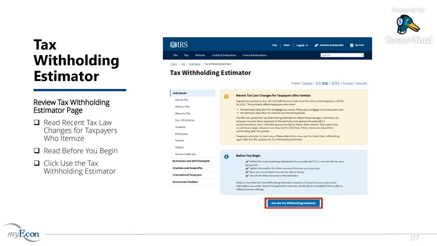All right, so once you get to the tax withholding estimator, it's going to walk you through the different steps that you need. Okay, so you're going to read recent tax law changes for taxpayers who itemize. Read before you begin. Click use the tax withholding estimator. So you look at those things to make sure that there's nothing changed for your itemizations. And also make sure you read the rest of it before you begin, and then click use tax withholding estimator. Okay, and we'll be backing this up. If you have questions going forward, you'll have the group, and we'll be here to answer those particular questions after you have gone through these steps.